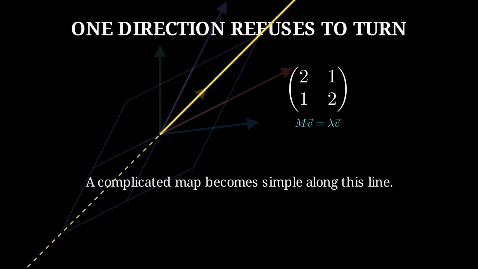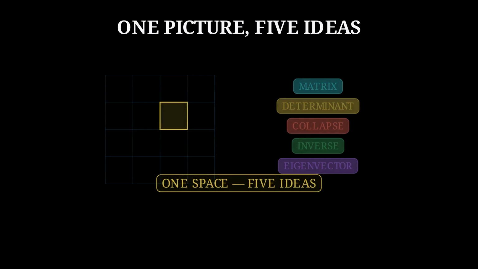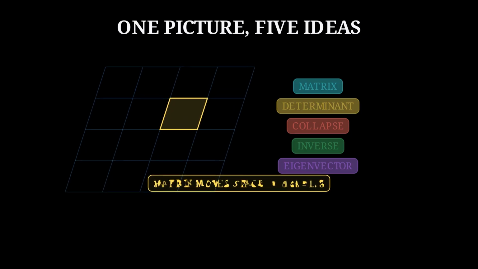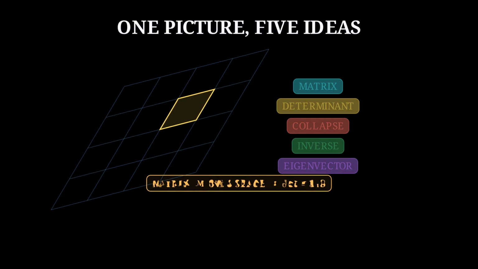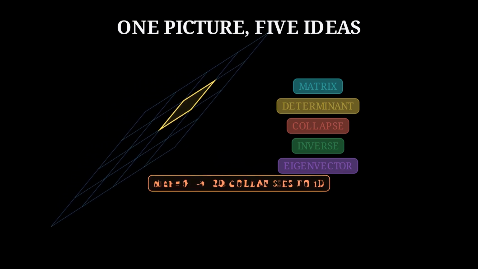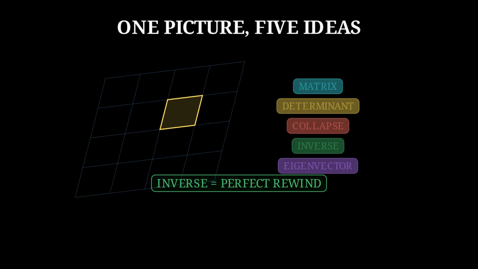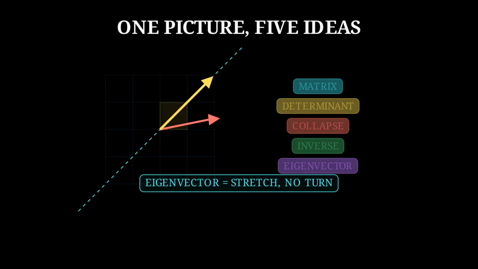Now the vocabulary fits into one picture instead of 5 disconnected definitions. A matrix tells space how to move, and the determinant tells how every area changes during that move. When the determinant is 0, a dimension collapses and information is permanently lost. When no information is lost, an inverse can rewind the transformation and bring the plane back home. Inside the same motion, eigenvectors are the rare directions that keep pointing along their own lines.